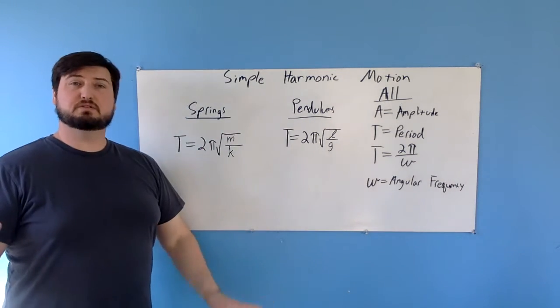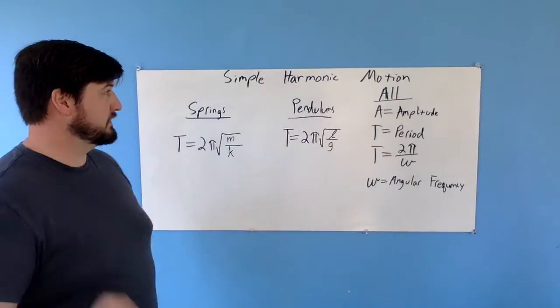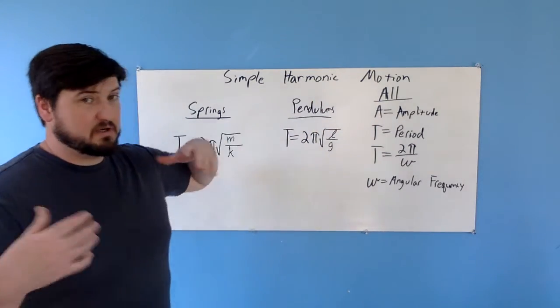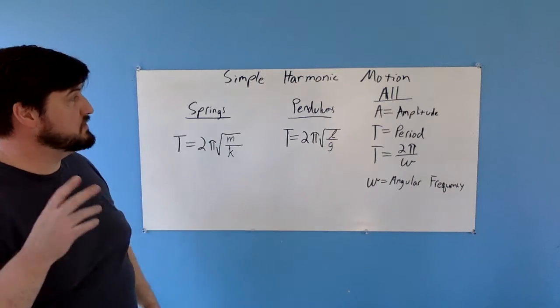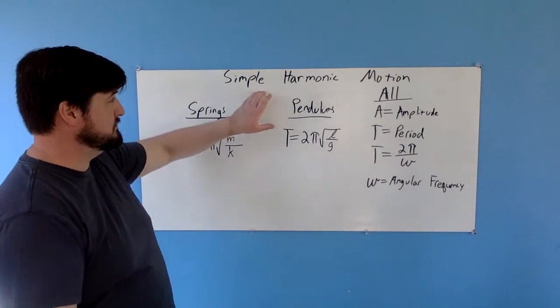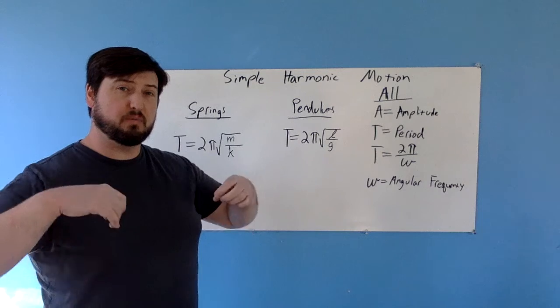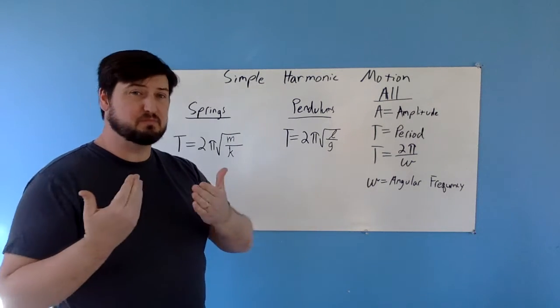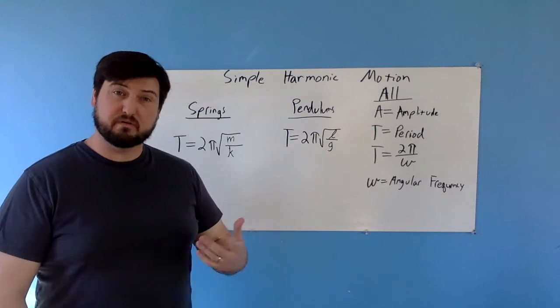Simple because these aren't too complicated. It can get a lot worse, okay, but we're not going to go there. And motion because everything we're going to talk about, as with all physics, is motion, okay? So, what do we call this? Simple harmonic motion, we care about simple harmonic oscillators. And an oscillator is just something that goes back and forth at a regular pace or a regular rate.